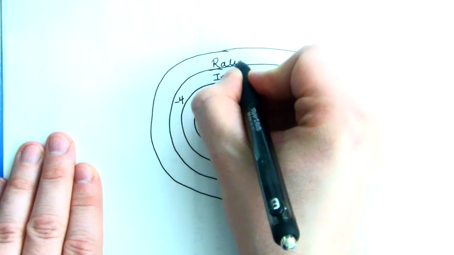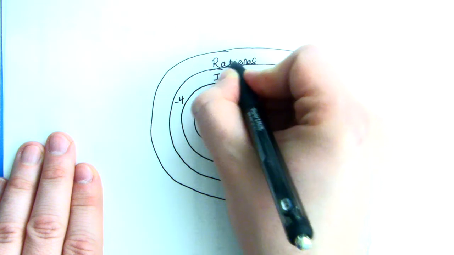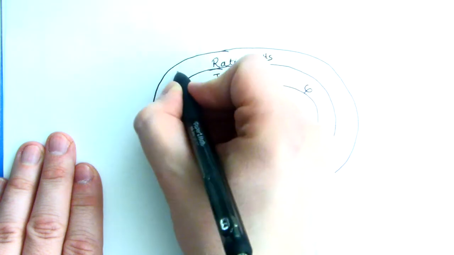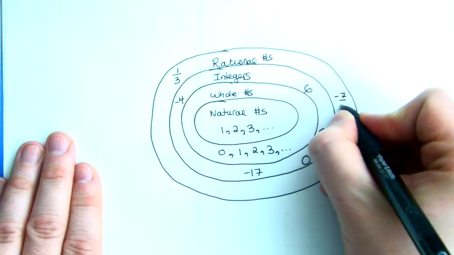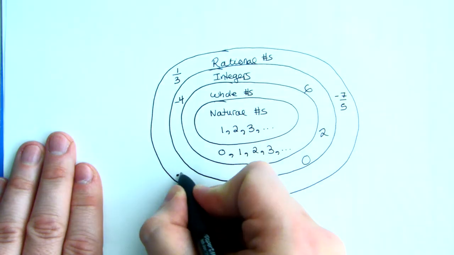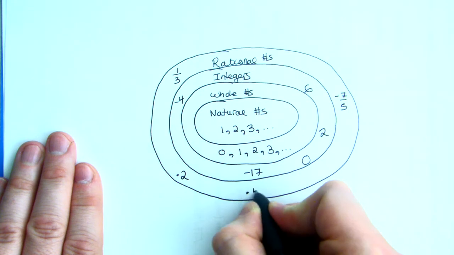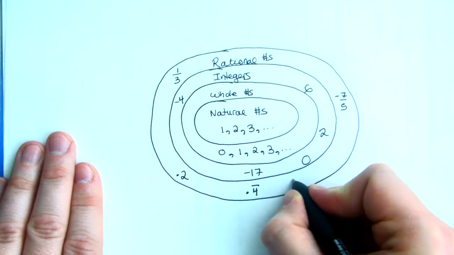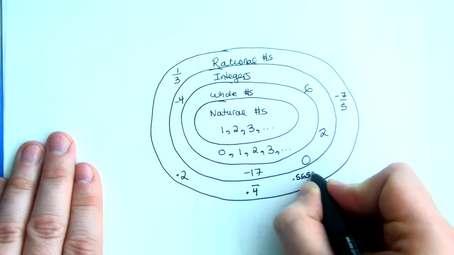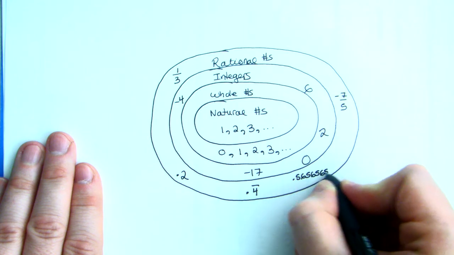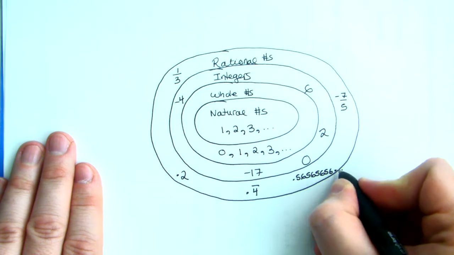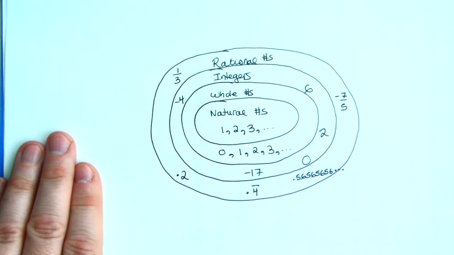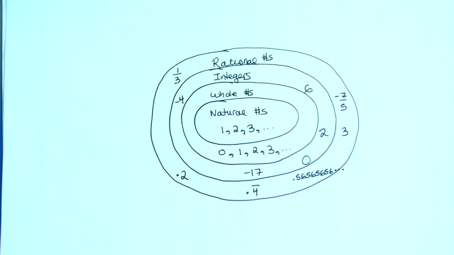My rational numbers include things like a third, -7/5, 0.2, 0.4 repeating, 0.56565656... It's not the best way to write it, but it still counts as a repeating decimal. 3. Get that added into your diagram, please.